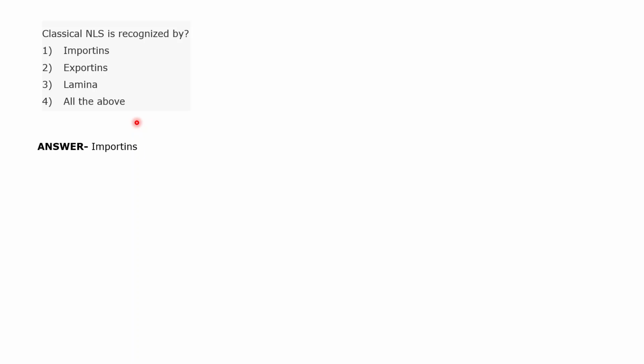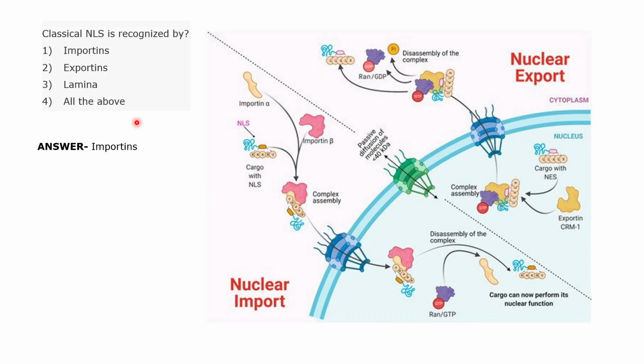Okay, so the answer to this question is basically, you're right, importin. The nuclear localization signal is found within a protein that has to enter into the nucleus. So from that perspective, option 2 is incorrect because exportin exports something out of the nucleus. Lamina is just a part of the nuclear envelope. It doesn't interact with any signal. And so all of the above is also incorrect. The only option that is correct is importin.